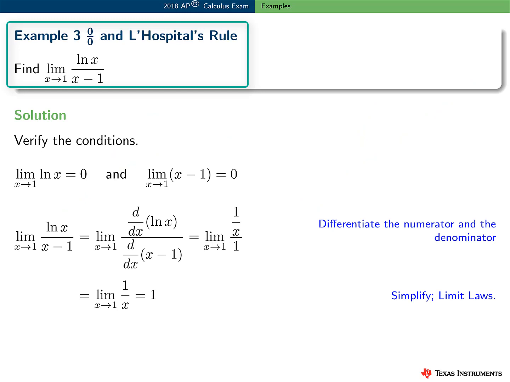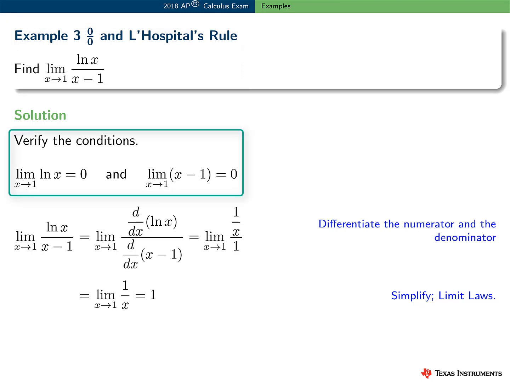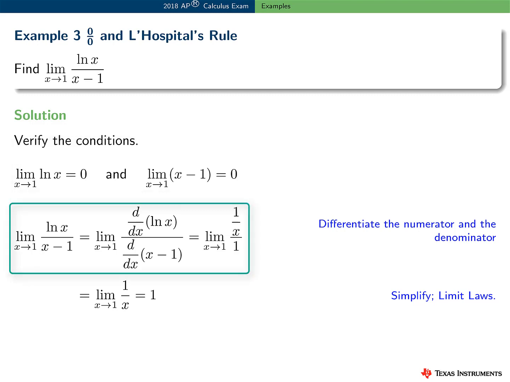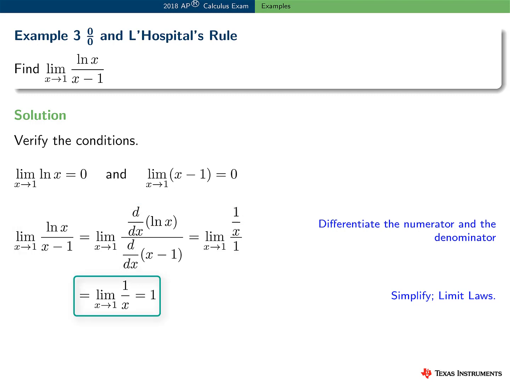Let's try an example. Let's see if we can find the limit as x goes to 1 of the log of x divided by x minus 1. First, we need to verify the conditions in order to be able to use L'Hopital's rule. The limit as x goes to 1 of the log of x is 0, and the limit as x goes to 1 of x minus 1 is also 0. Now we can apply L'Hopital's rule. Take the derivative of the numerator and the derivative of the denominator and simplify. We can evaluate this resulting limit by direct substitution, and the limit here is 1.